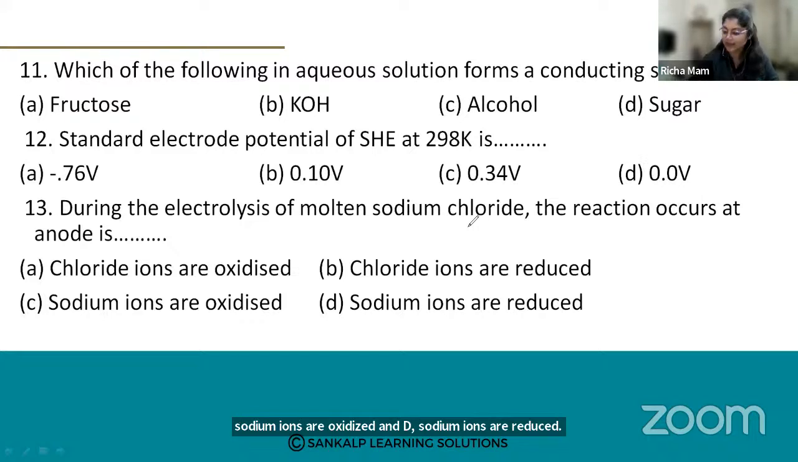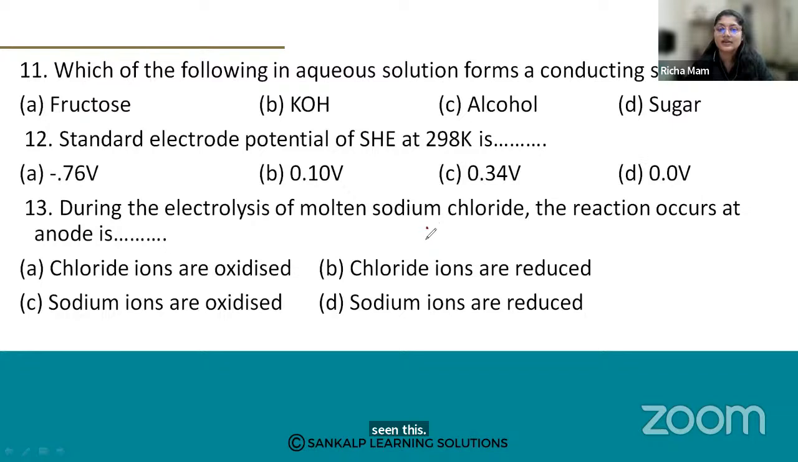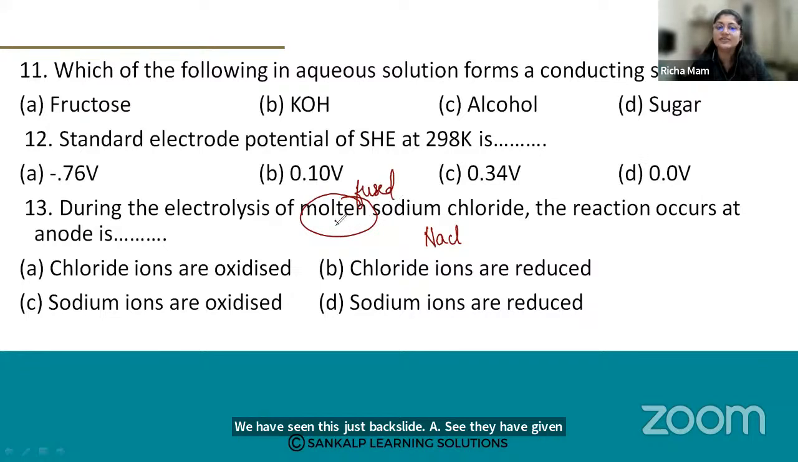During the electrolysis of molten sodium chloride, we have seen this in a previous slide. At that time it was given as fused NaCl. Now they have given molten NaCl. Molten NaCl and fused NaCl are the same. That time they asked the reaction occurring at the cathode. Now they have asked what is the reaction occurring at the anode.